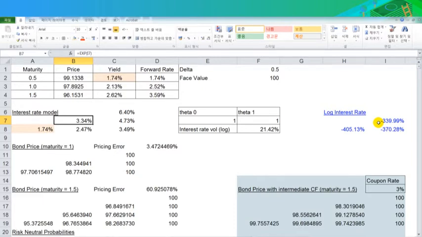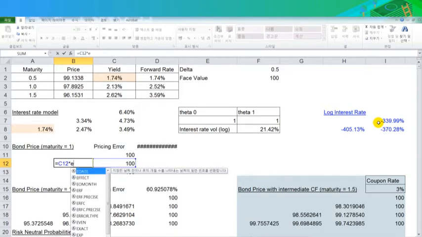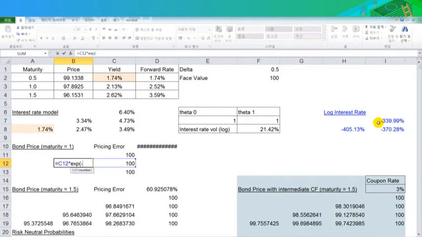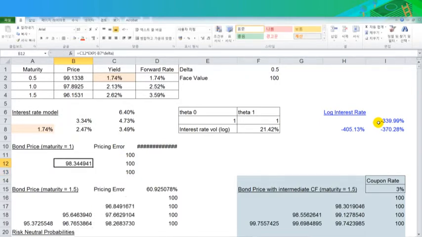We can first match bond price maturing 6 months later. So 6 months later, bond price always 100. So let's delete and start from the beginning. So 6 months later, 1 year later, maturity is 1. So 1 year later, bond price is always 100. 6 months later, we have to discount it with this value multiplied by exponential of minus this rate multiplied by delta. Right? So we have this one and this one.